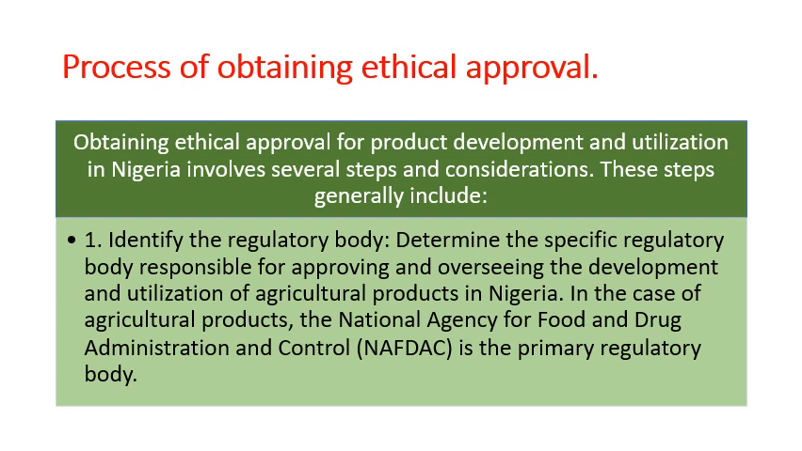Now, what's the procedure for obtaining ethical approval? What are the steps to take when an individual wants to get ethical approval? Number one thing is to identify the regulatory body. Determine the specific regulatory body responsible for approving and overseeing the development and utilization of agricultural products in Nigeria. And in this case, it is NAFDAC. NAFDAC is the primary regulatory body for development and utilization of agricultural products.